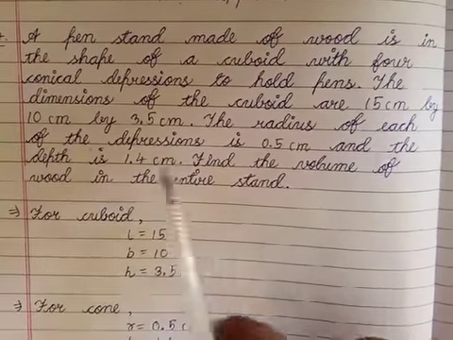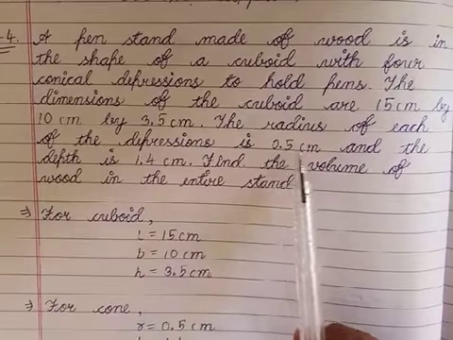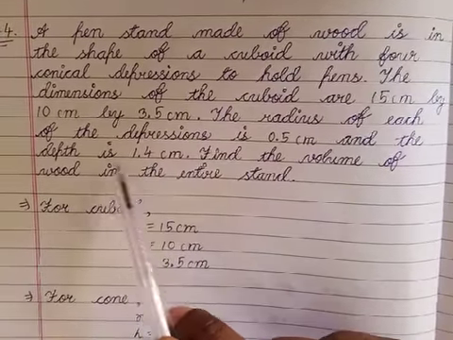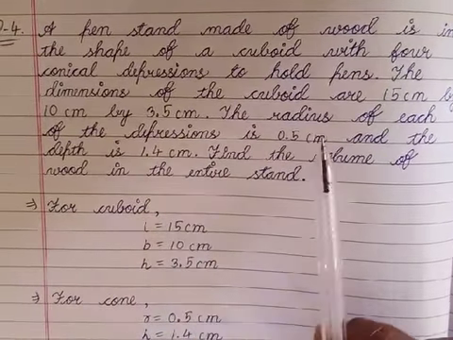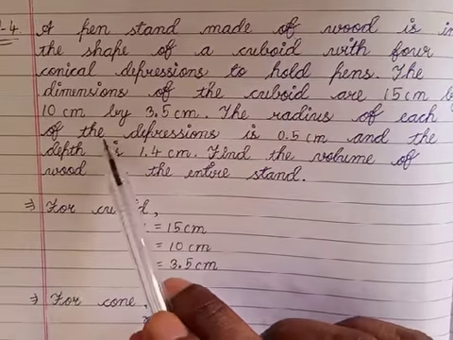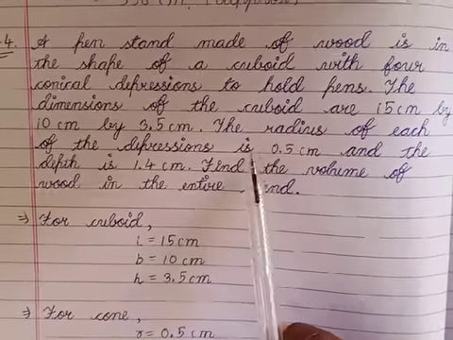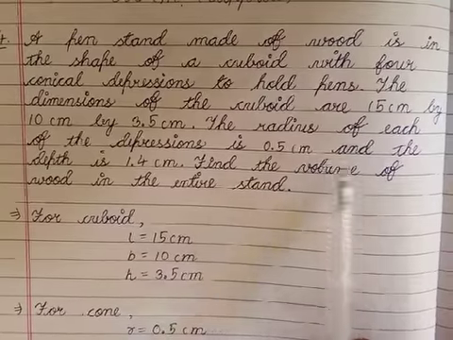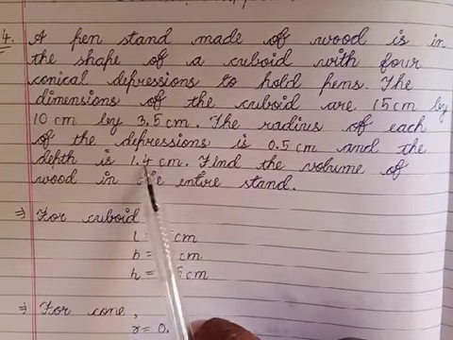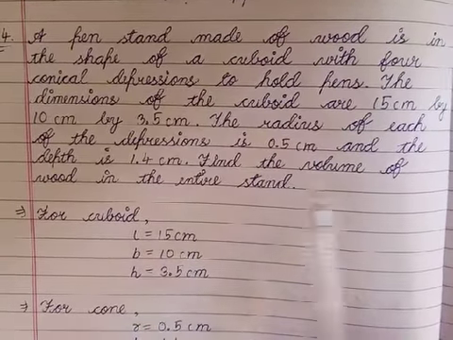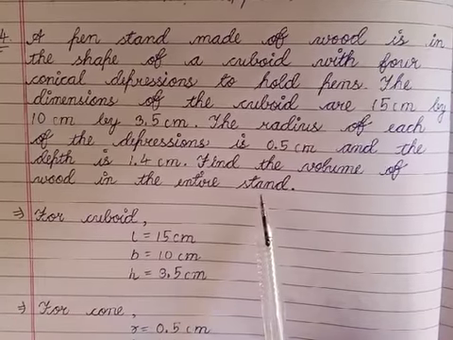The radius of each of the depressions is 0.5 centimeter and the depth is 1.4 centimeter. Find the volume of wood required for the entire stand.